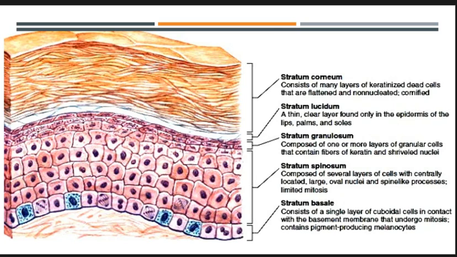I will tell you that the thinnest skin is found on your eyelids, and the thickest skin, other than your palms and your soles, is on your back. And maybe that's why they do that skin grafting from there. The stratum corneum at the top consists of many layers of keratinized dead cells. They're all flattened out. It says non-nucleated because they're not really alive. And they go through a process called desquamation. And desquamation means they slough off.